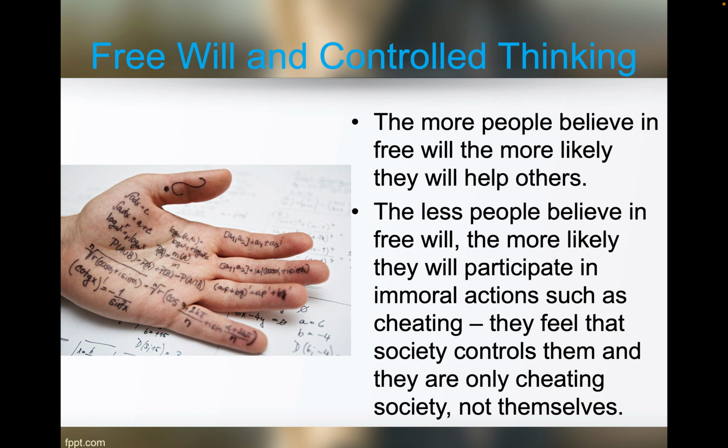The more people believe in free will, the more likely they will help others. The less people believe in free will, the more likely they will participate in immoral actions such as cheating. They feel that society controls them and they are only cheating society, not themselves.